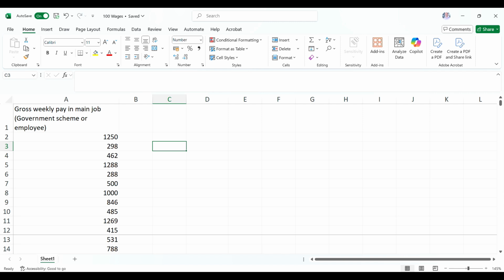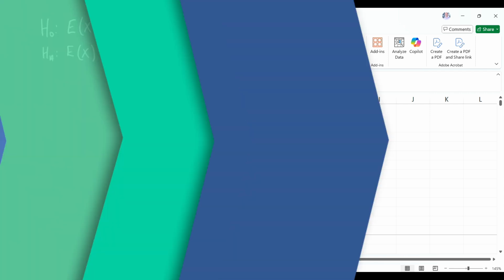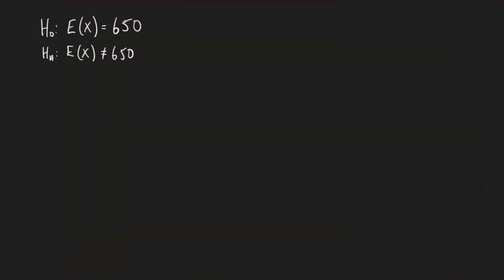Now, before we dive into Microsoft Excel, let's think a little bit about the theory. Suppose we wanted to test the hypothesis that average wages in the population was equal to £650 per week against the alternative that average wages was not equal to £650. What we need to do is, first of all, construct an estimate of the population average. And the standard estimator that we go to for the population average is the sample mean.